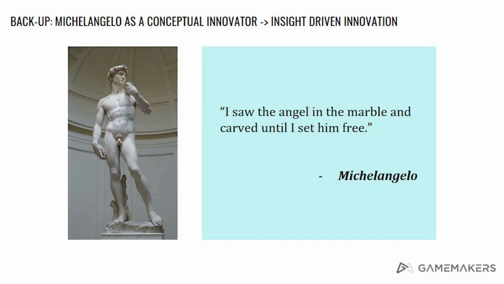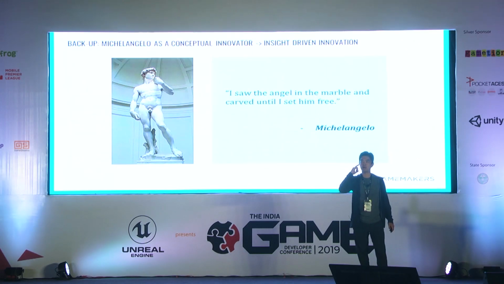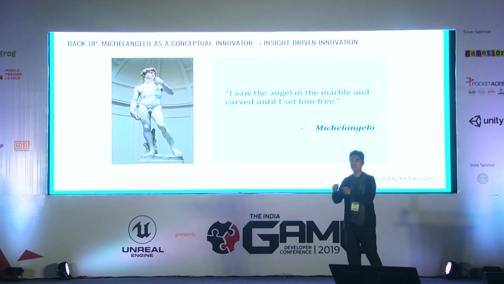Just as another example, Michelangelo, one of the famous quotes from him when he was carving David was, "I saw the angel in the marble and carved until I set him free." So Michelangelo was not trying to discover his art. He had a very specific image in mind. He knew what he was trying to create, and he was manifesting what he had in his mind in the physical world, right?